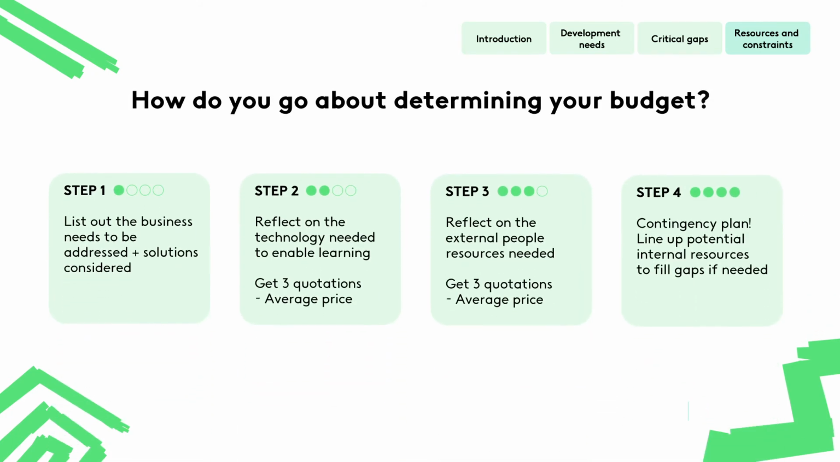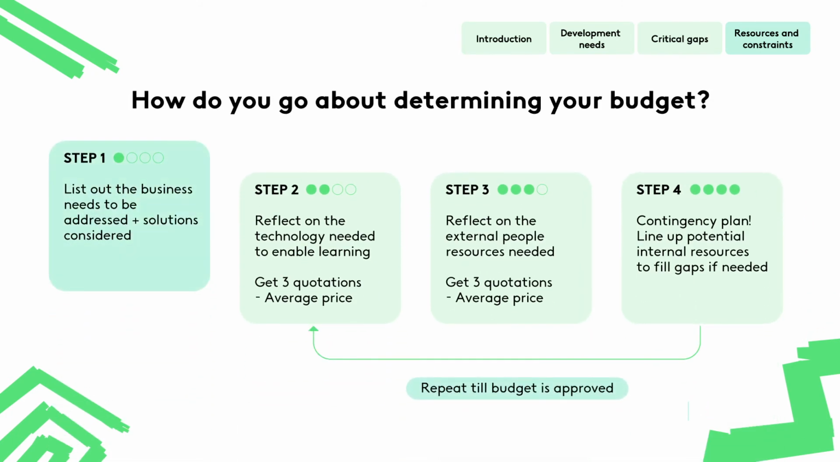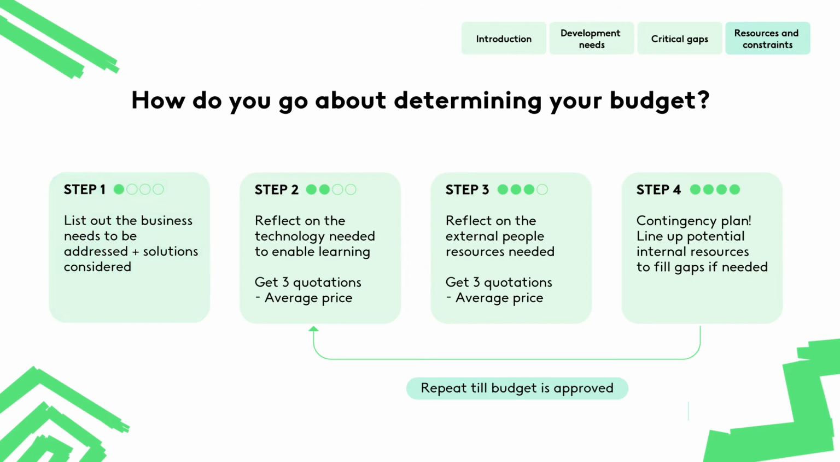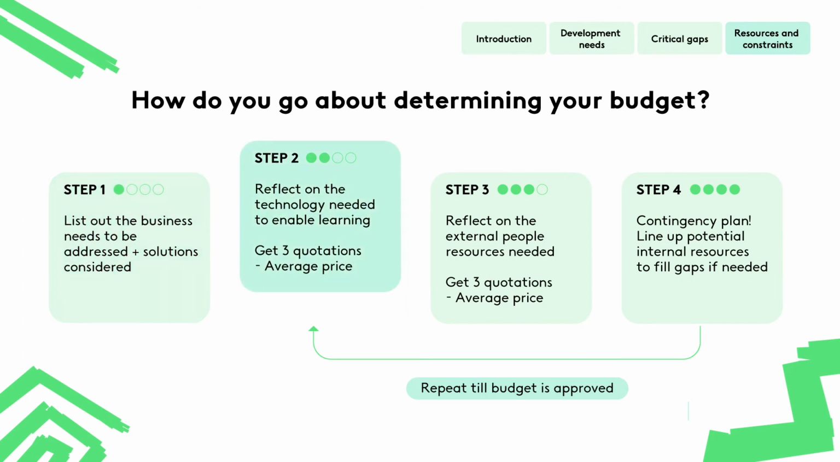So we need to consider different things when you develop a budget. First step is for you to go back and define your business needs, the business needs that you are addressing through learning. And what are the solutions that you are considering to address these needs? Once this is clear, you move to step two. You start looking at what types of technology, for example, you will need to help you accelerate the learning. For example, will you need a learning management system or a learning experience platform? Will you need to invest in an authoring tool to create content? Will you need to invest in a coaching platform? So think about the technology that will help you enable the learning.